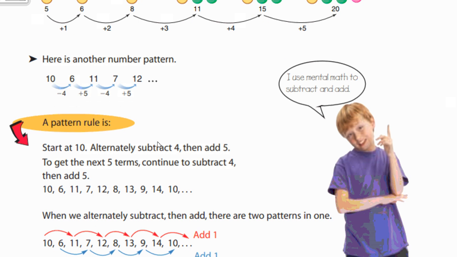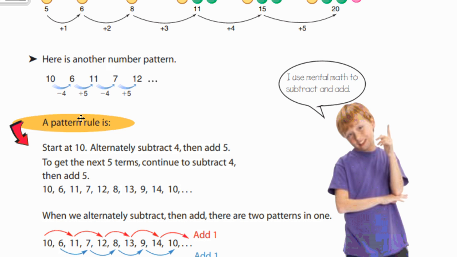Here is another number pattern. So I went from 10 to 6, 6 to 11, 11 to 7, 7 to 12. So I want to ask myself, what's happening between those numbers? Well, to go from 10 to 6, I subtract 4. And then 6 to 11, I'm going to add 5. And then 11 to 7, I subtract 4. And 7 to 12, I added 5 again.